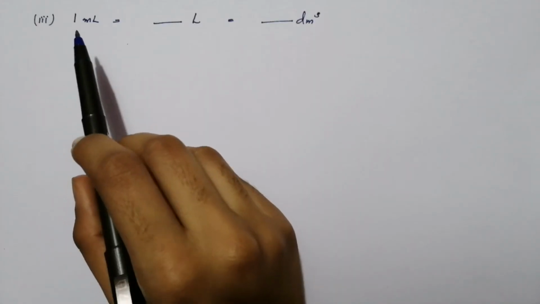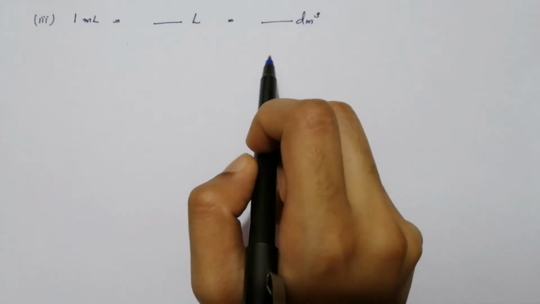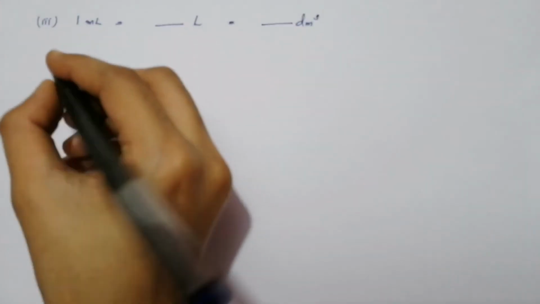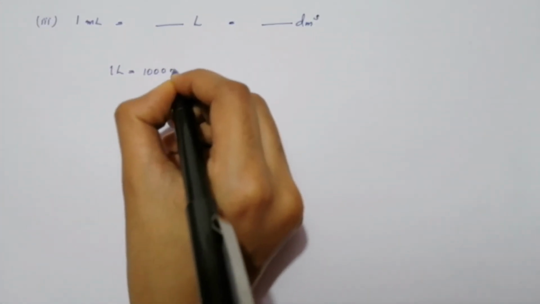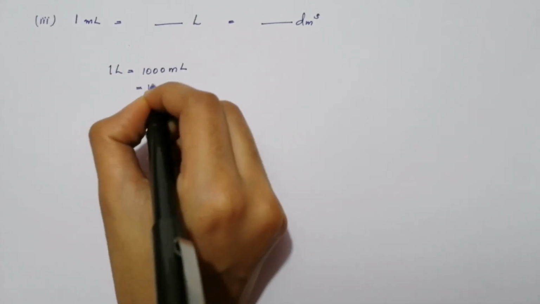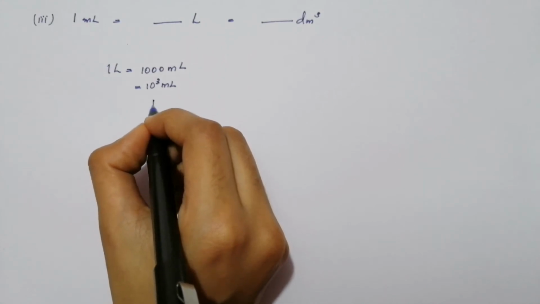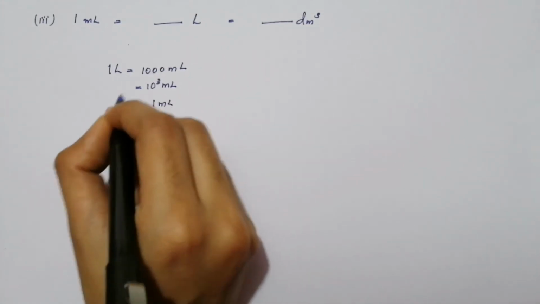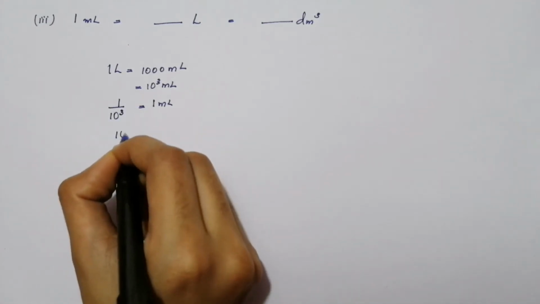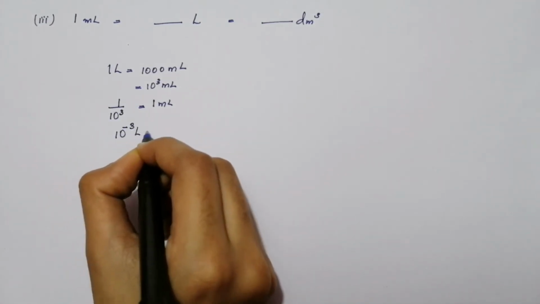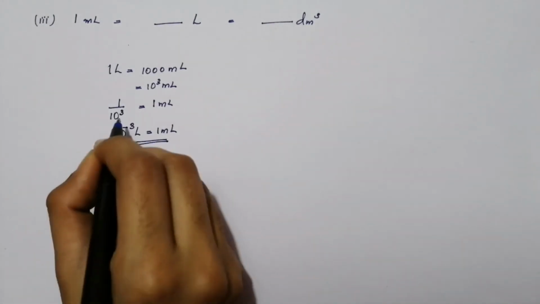In the third question, we are asked to calculate 1 milliliter is how much liter and then how much decimeter cube. So we already know that 1 liter is equal to 1000 milliliter, or we can say that is 10 power 3 milliliter. Now we have to calculate how much is 1 milliliter. To find that, we divide 1 by 10 power 3 liter, that is 10 power minus 3 liter is equal to 1 milliliter. So that is the first part.